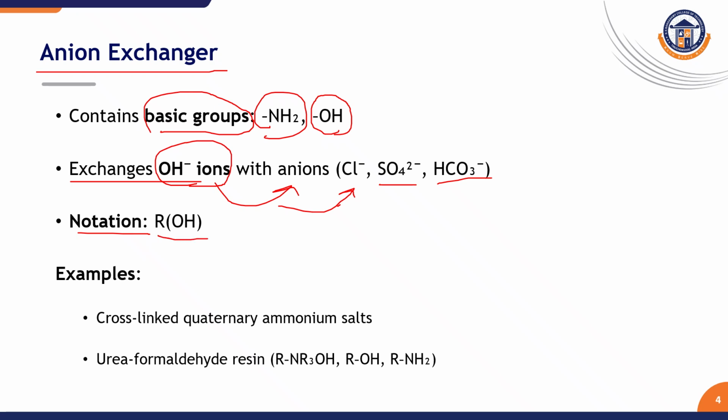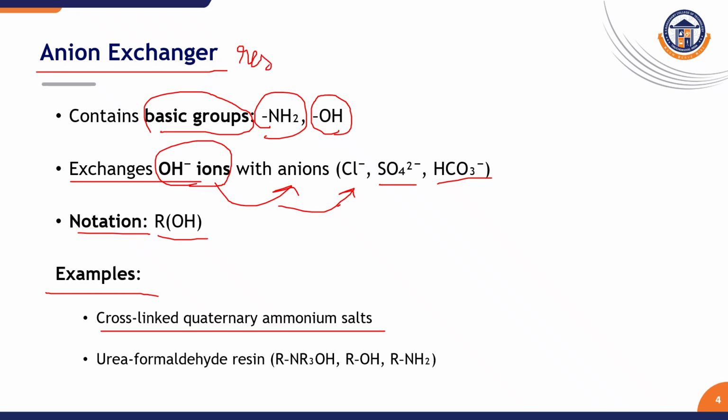The examples given here are cross-linked quaternary ammonium salt and urea formaldehyde resin. What is a cross-linked quaternary ammonium salt? We know ammonium salts, so that is cross-linked. Quaternary ammonium salts are used as an anion exchanger resin.